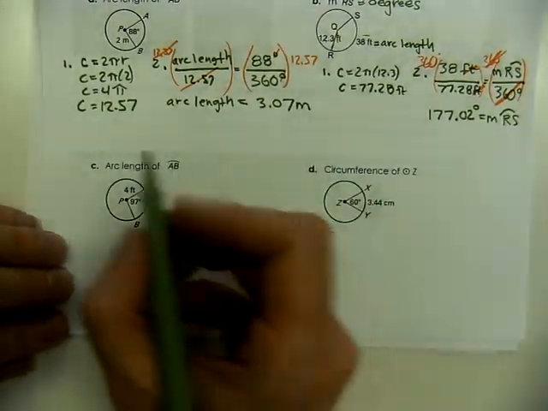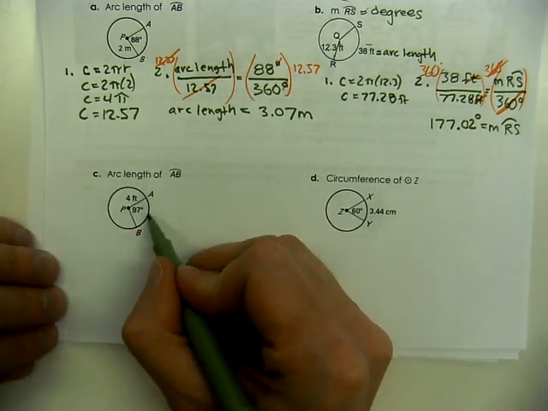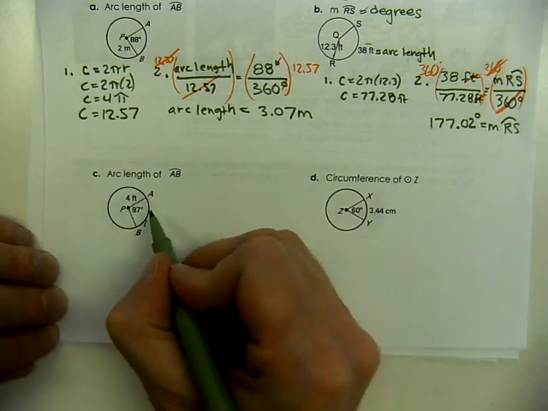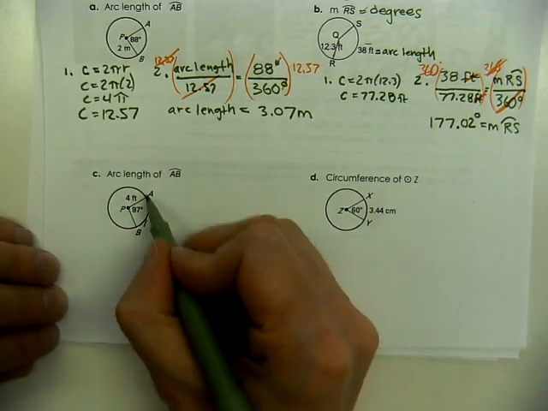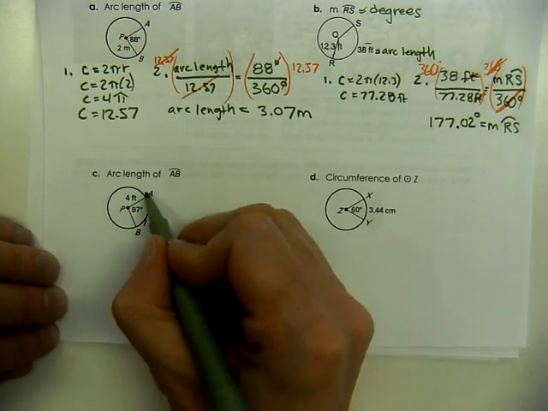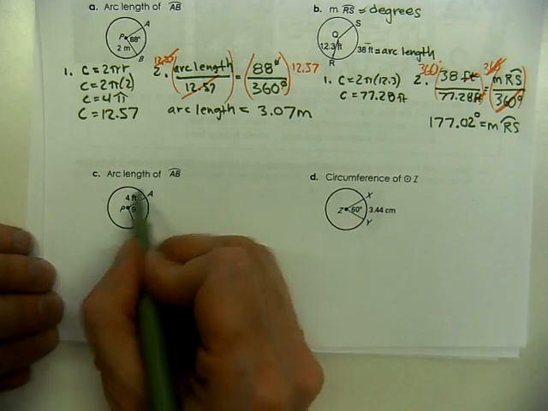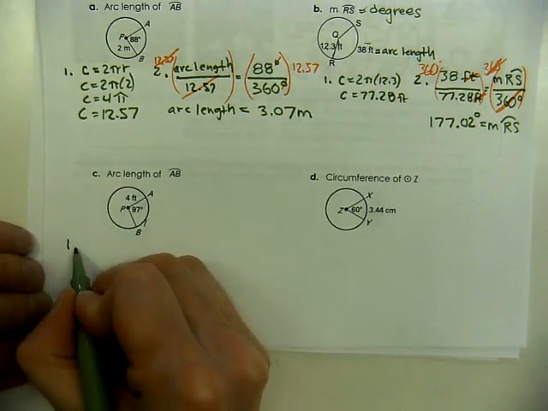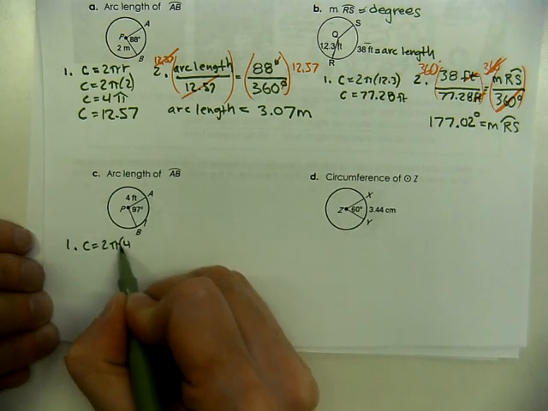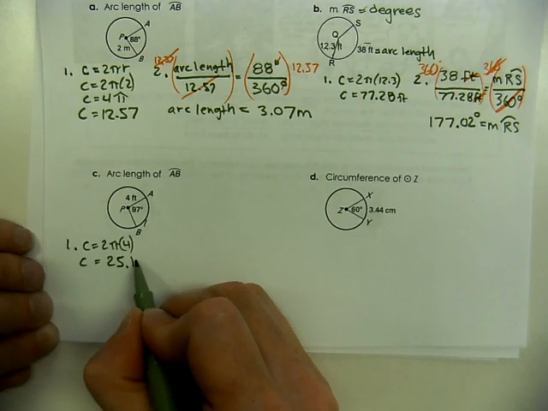Here is part C. They're asking us to find the arc length. That's the distance around the circle from point A to point B. Our units are in feet, so we want to know how many feet there are from point A to point B. We have a central angle of 97 degrees, which means this arc measures also 97 degrees. And the radius is 4 feet, like we said. So step 1, find your circumference. Circumference equals 2 pi r. That's a decimal value of 25.13.